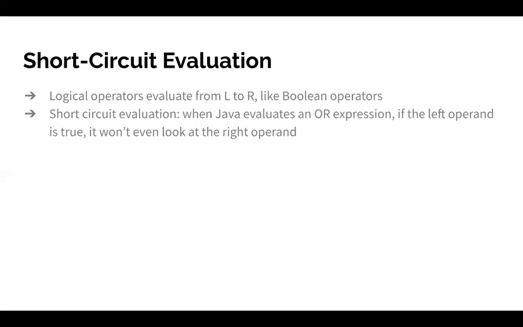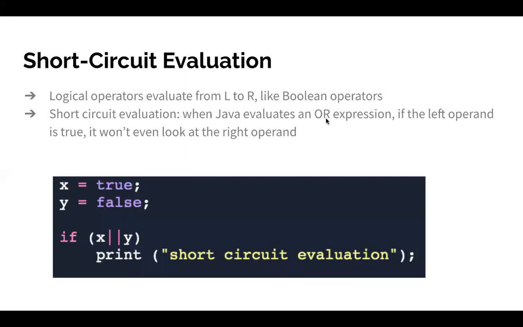Another important concept with logical operators is short circuit evaluation. So logical operators evaluate from left to right, just like our Booleans are true and false statements. Short circuit evaluation is when Java evaluates an OR expression and the left operand is true, so the expression on the left side of the AND or the OR, it won't even look at the right operand. So it knows that the left side is true and it doesn't even bother looking at the right side because it doesn't matter. Let me see if I can explain that a little bit more in this example.